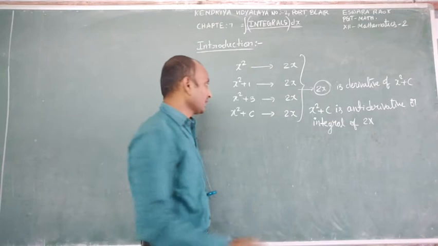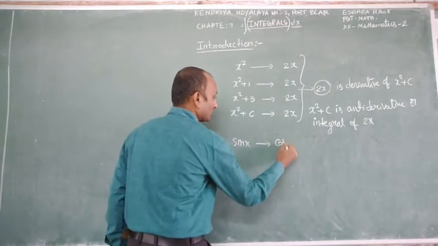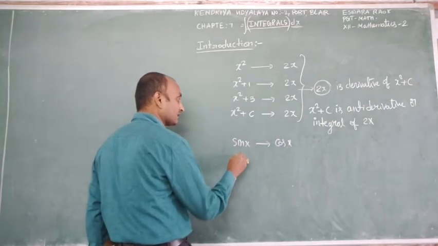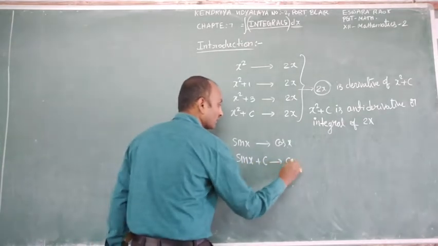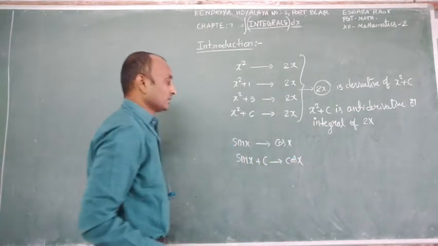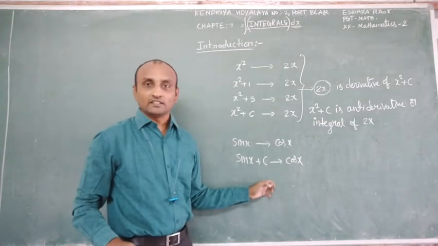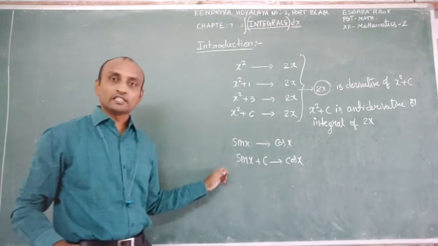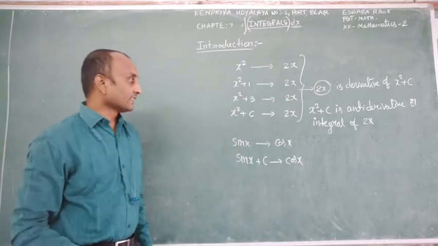Similarly, take one more example. What is the derivative of sin x? Cos x. So cos x is the derivative of sin x. It is not only the derivative of sin x. If you take sin x plus any constant, the derivative is also cos x. So we say sin x plus c is the antiderivative of cos x, and also that sin x plus c is the integral of cos x.